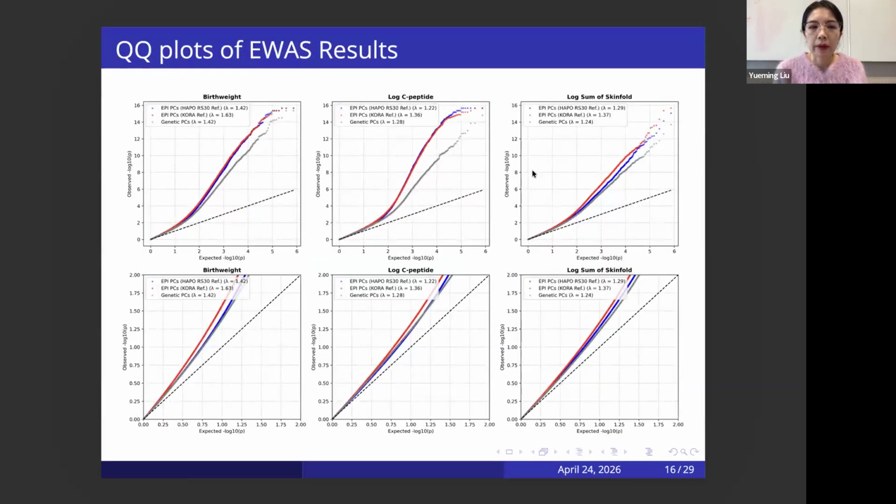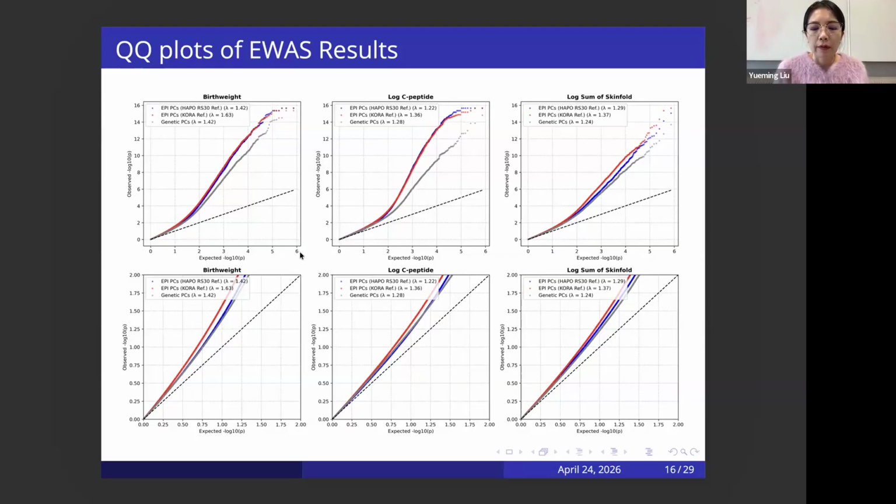Here are also some QQ plots of EVA's results. And here I have put the lambda values in the figures also. So in general, the blue ones are haplo-IS30. IS30 is the best performance one. So in the downstream, we will focus comparison between Cora and haplo-IS30. You can see for birth weight, the haplo one has the smallest lambda value.